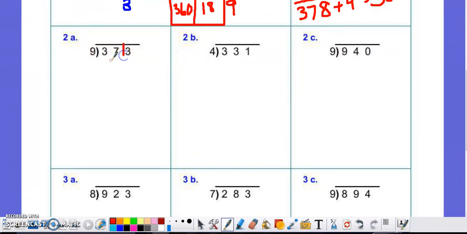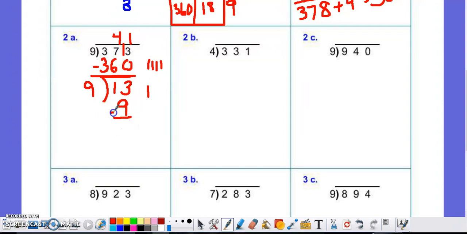I'm going to go into 37, 9, 18, 27, 36. 4 tally marks goes above the 37. 9 times 4 is 36, which is actually equal to 360. And now I can take that away from 373 to see what I'm left with. Just 13. Bring down the 9. Divide again. I can only go and separate that 13 one time. 9 times 1 is 9. Subtract and get 4. This will be my remainder. 41, remainder 4. Once again, how do you check?